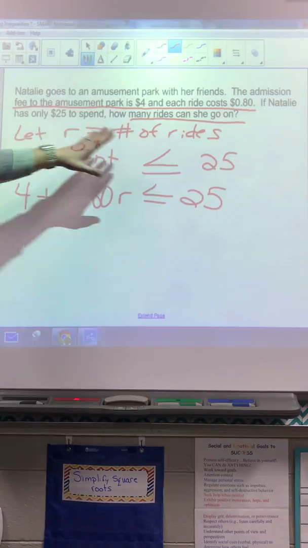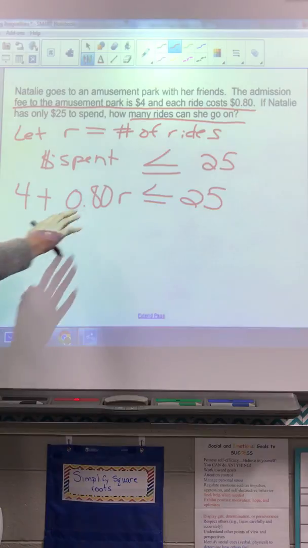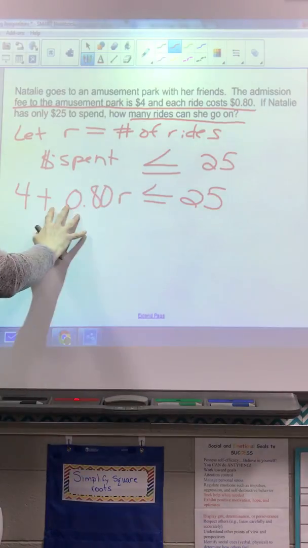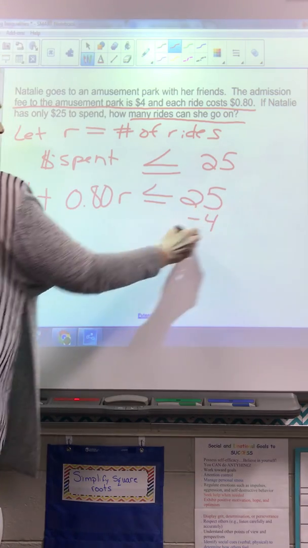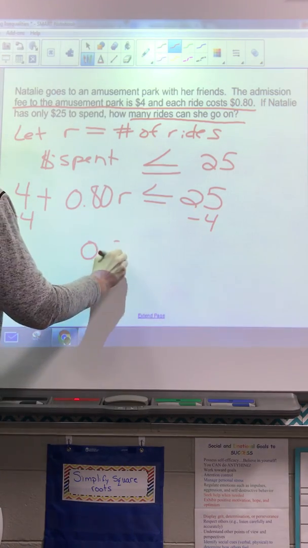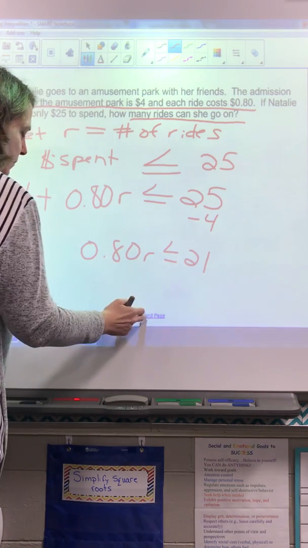And then I have to finish out my inequality. Remember, you have to have this inequality in order to have credit, just like an equation. I need to get my variable term by itself using inverse operations. So I'm going to subtract 4 from both sides, and then I end up with 0.80r is less than or equal to 21.